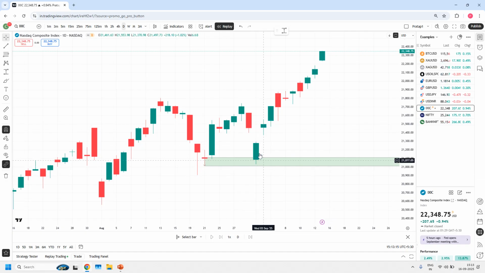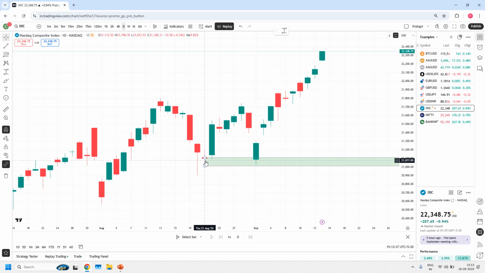But what about this one? Still it is valid. That's why you are keeping it. But anyway, we can't take a trade. Why are you keeping it, you may ask? Because it is a valid zone. Valid zones we always keep on the charts. Valid zones does not mean they are tradable zones. Please remember, tradable zone is different, valid zone is different.